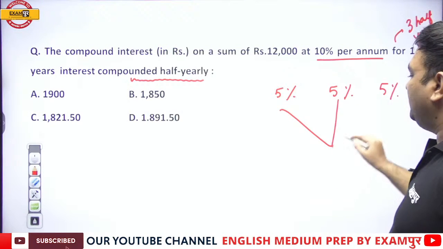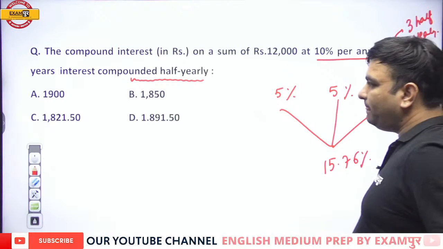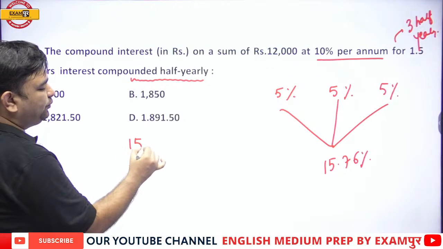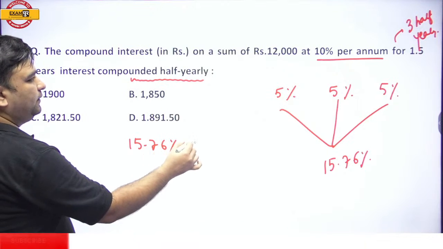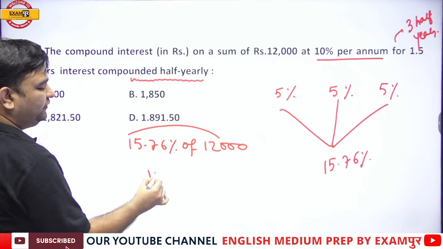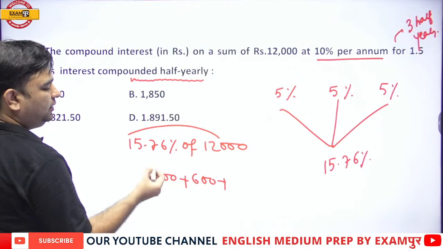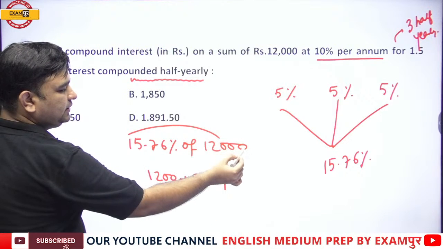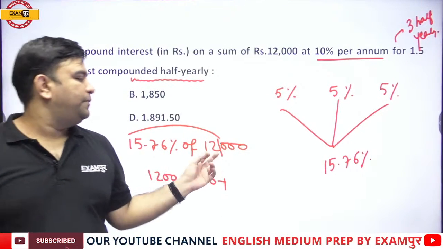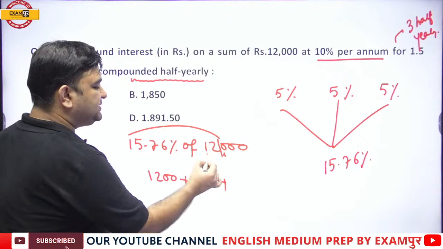Again, effective is 15.76%. Look how helpful this number is. You have to calculate 15.76% of 12,000. 10% is 1,200, 5% is 600. Okay, what is 1%? 1% is 120.